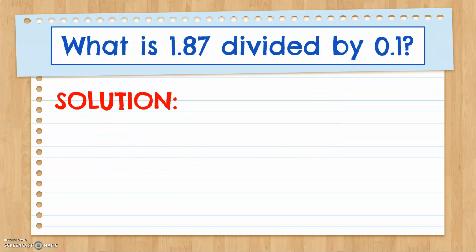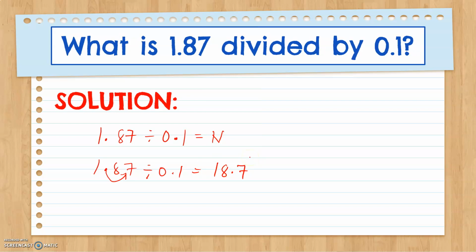Next one. What is 1.87 divided by 0.1? This time, our divisor is 0.1. So that means the movement of the decimal point will be to the right. Since there is only one 0 in 0.1, we'll move the decimal point of our dividend once to the right. Okay, so that will look like this one. Therefore, 1.87 divided by 0.1 is equal to 18.7.